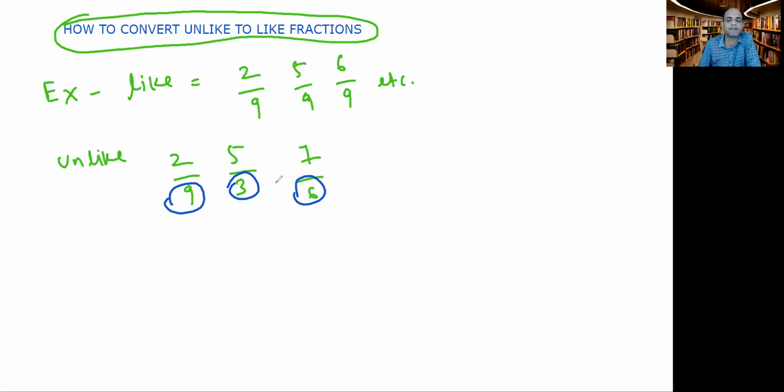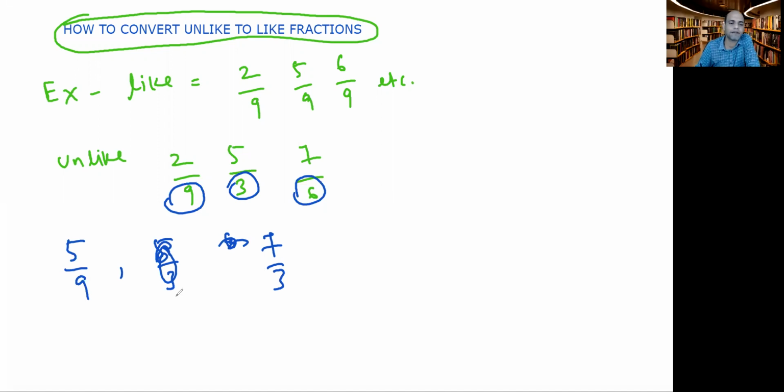Okay, now let us take the first step. How can we convert it? See over here, we will take an example. This is 5 by 9, another is 5 by 3, or you can also take 7 by 3. Let's take 7 by 3. How can we make them like fractions?